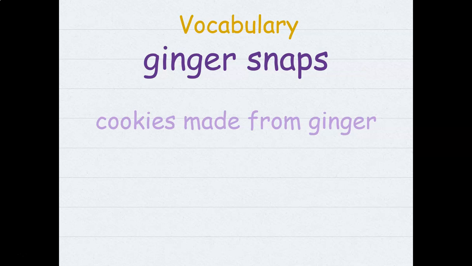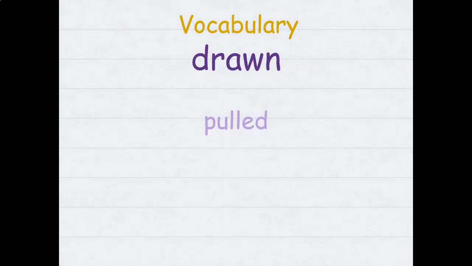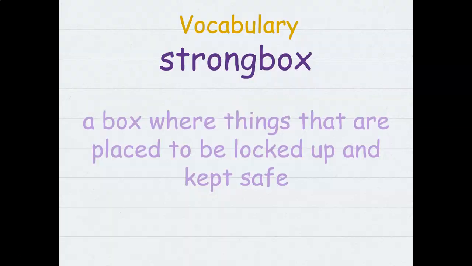Let's go over some of the vocabulary terms we're going to see in today's story. One of the words we're going to see is ginger snaps. Ginger snaps are cookies made from ginger. Outlaw. An outlaw is a person living outside of the law, meaning he or she does not follow the laws. Drawn. Drawn means pulled. Strong box. A strong box is a box where things are placed to be locked up and kept safe.